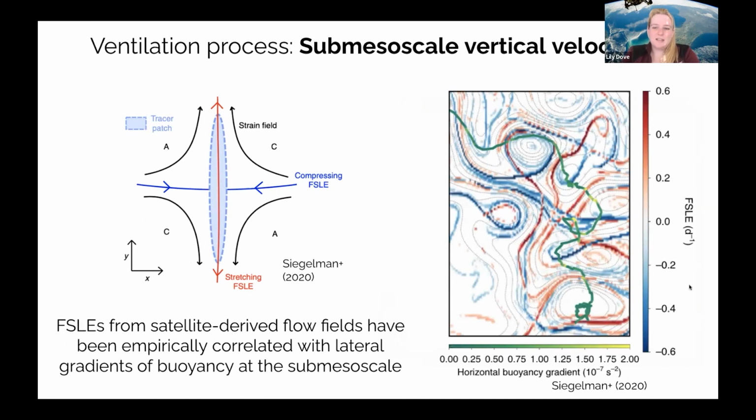But you can see on the right that in the red to blue are colored FSLE values. And that's what I just described. That's that satellite measured value. And then in the green is this horizontal buoyancy gradient. You can see that region, there are spots where the FSLE is high, are also regions where this lateral buoyancy gradient is high.